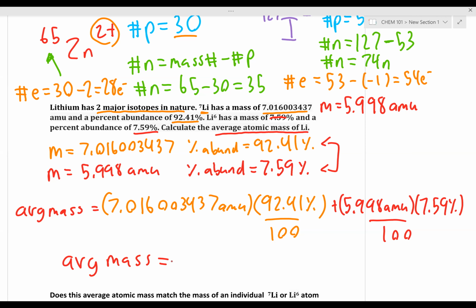What type of operation are we doing next? Looking at our equation, what are we multiplying this by? 92.41, which is our percent abundance. So to accomplish that, we hit the multiplication symbol, and then we hit 92.41, and then we divide by 100. Okay, and at the end of your first step, you should end up with a number around 6.47.